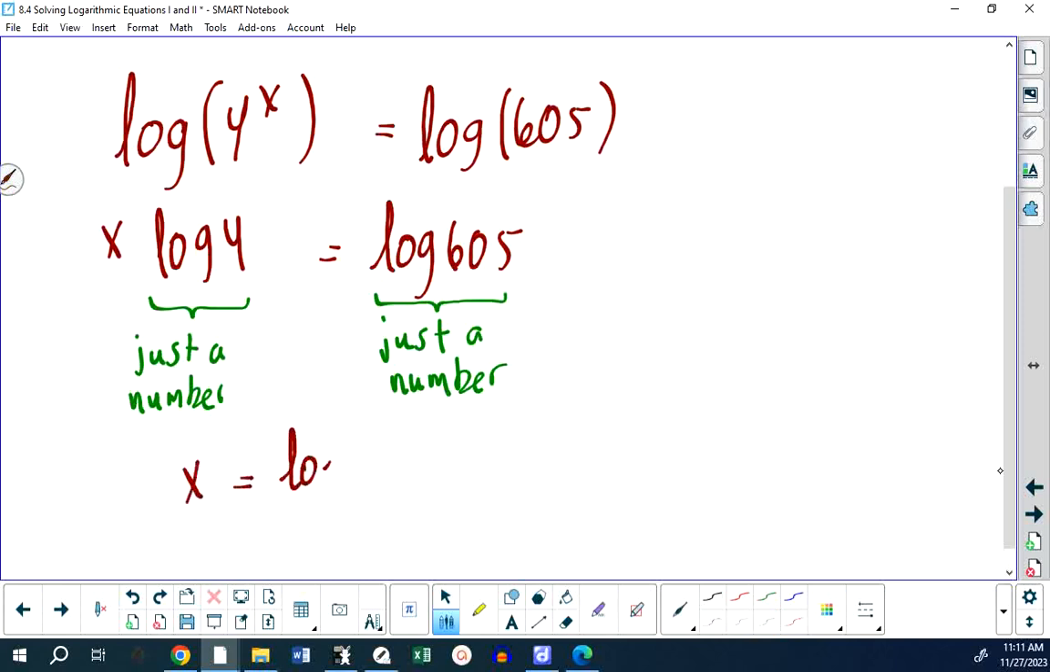log of 605 over log of 4. And there's nothing you can do to simplify that because there's no rule for a logarithm divided by a logarithm. There's a rule for a logarithm of something divided by something, but not for the division of two logarithms.